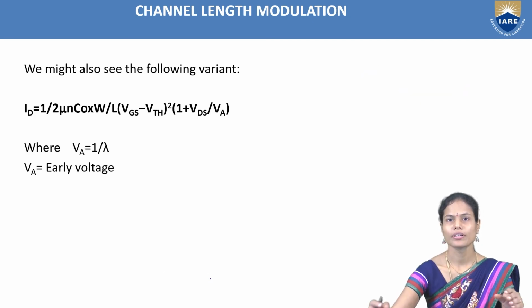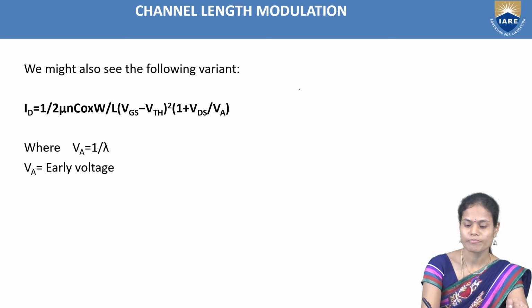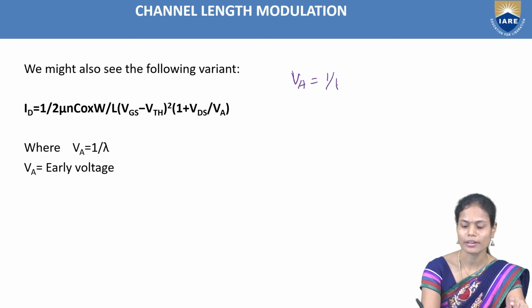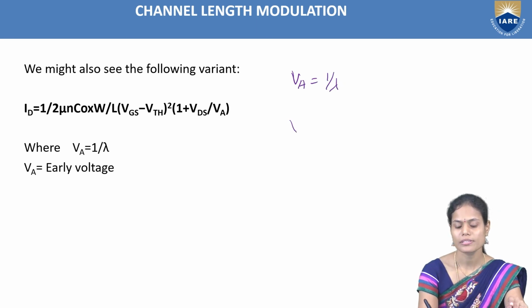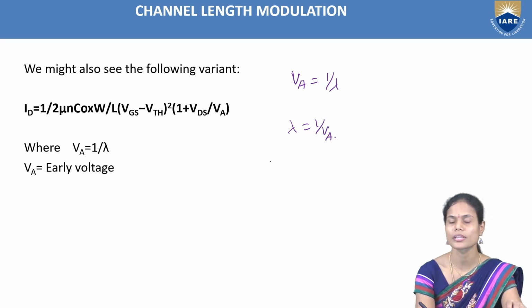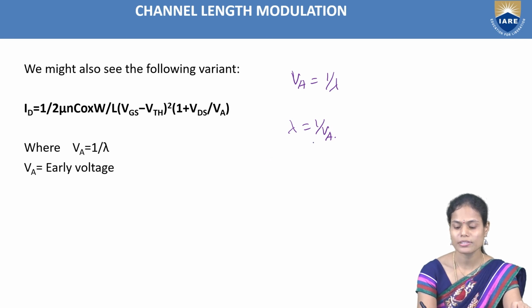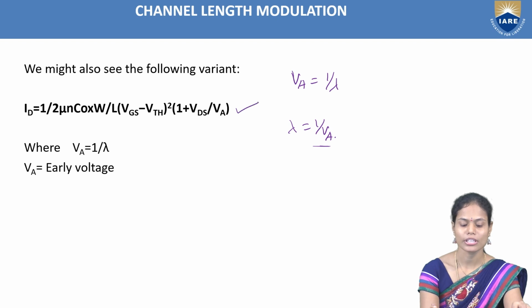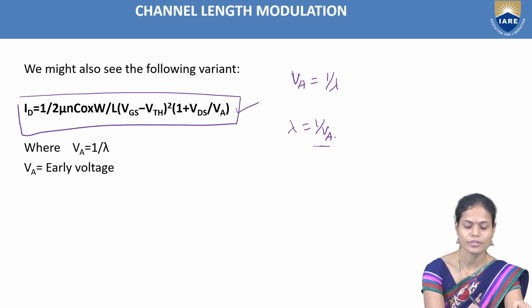Again, we can write it as follows: VA is nothing but 1 by lambda. So in the place of lambda, we can replace with 1 by VA. VA is nothing but the early voltage of the channel. If you replace the lambda with 1 by VA, we will get the drain current equation for the case of the saturation region.